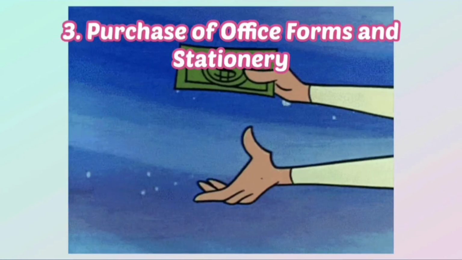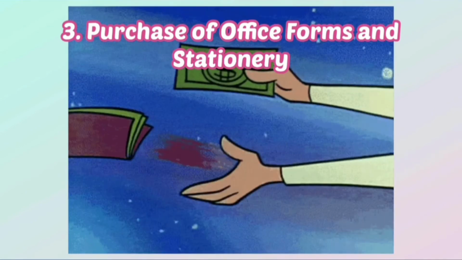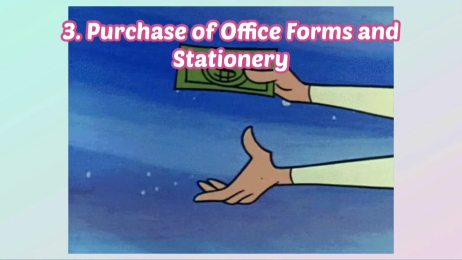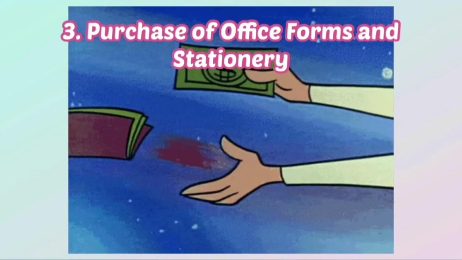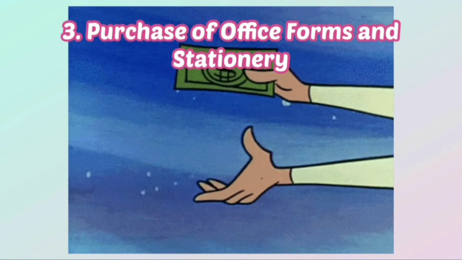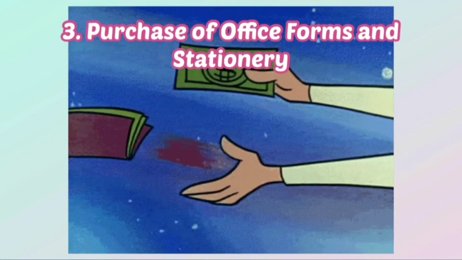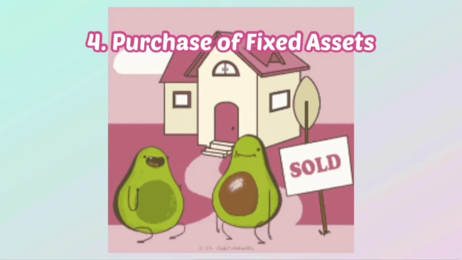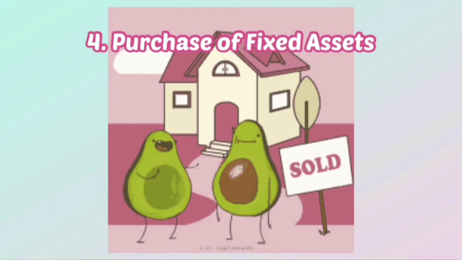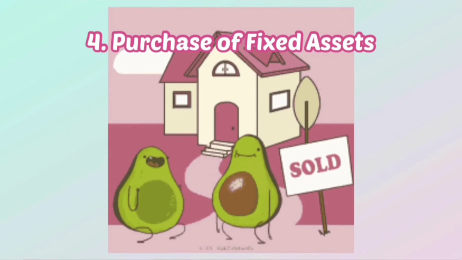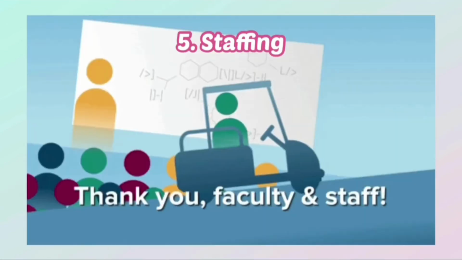Third, purchase of office forms and stationery. It is the basic needs of an office. Also, it is the function of the office to look after the standardization, selection, and purchase of office stationery and its distribution to various departments as and when required. Fourth, purchase of fixed assets. It refers to furniture that is needed to adequate fixed assets for the efficient and economical performance of office work for the different departments.